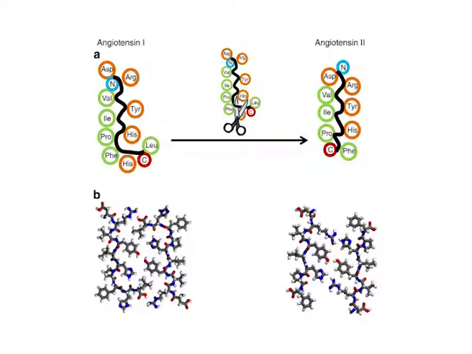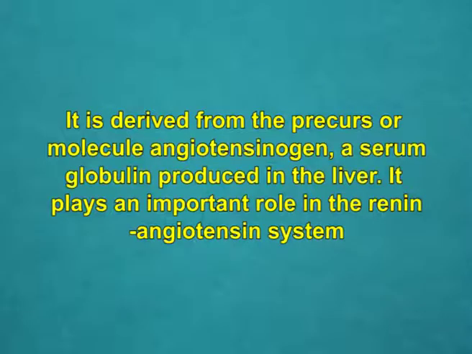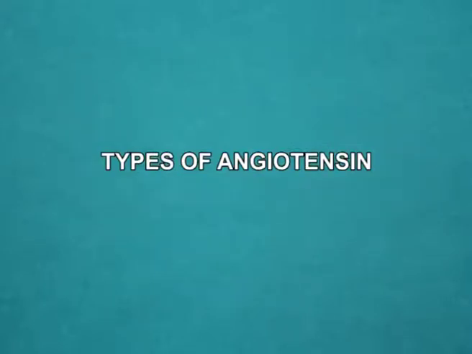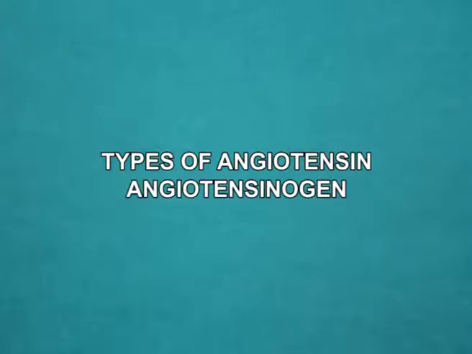Angiotensin is an oligopeptide, a hormone and a powerful dipsogen. It is derived from the precursor molecule angiotensinogen, a serum globulin produced in the liver. It plays an important role in the renin-angiotensin system. Now we will discuss the types of angiotensin, starting with angiotensinogen.